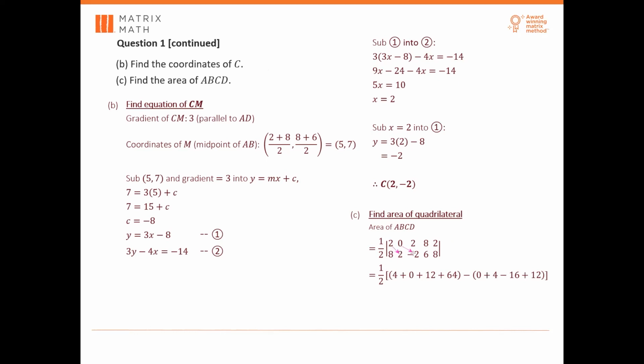0 times -2, which is 0. 2 times 6 is 12. And 8 times 8 is 64. Then you go in the opposite direction: 0 times 8, 2 times 2, 8 times -2, and 2 times 6. So therefore, you get 40 units squared.